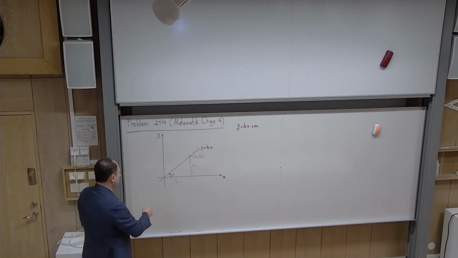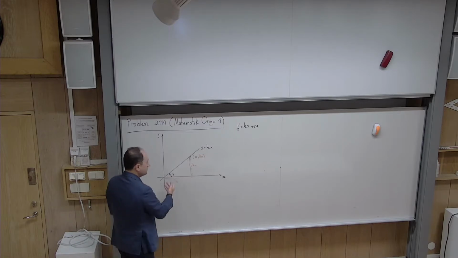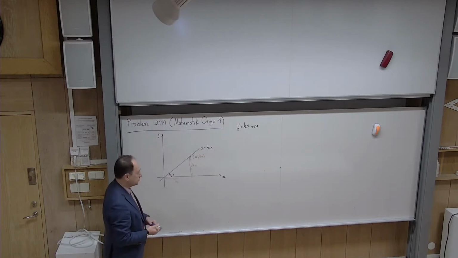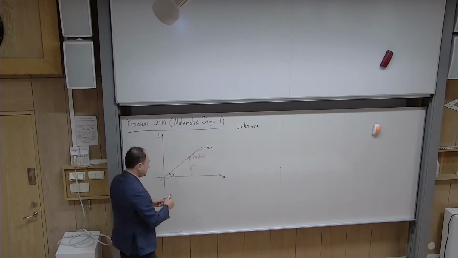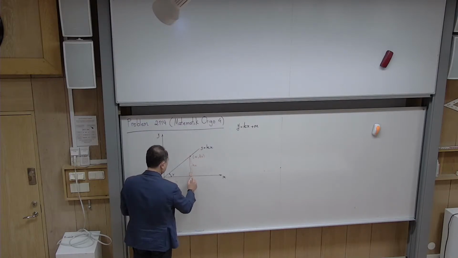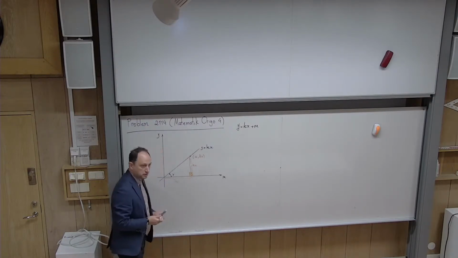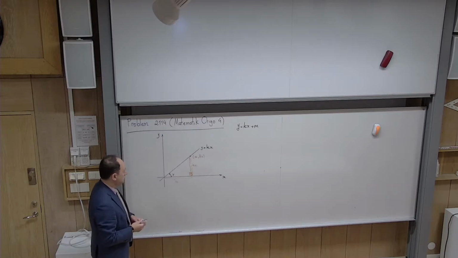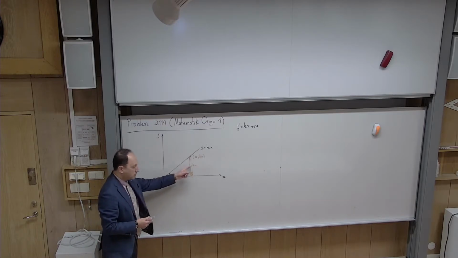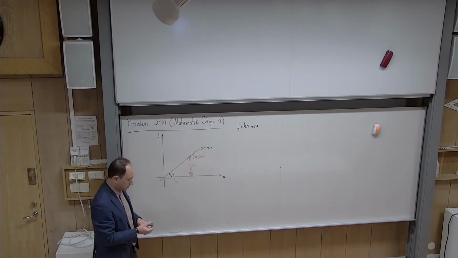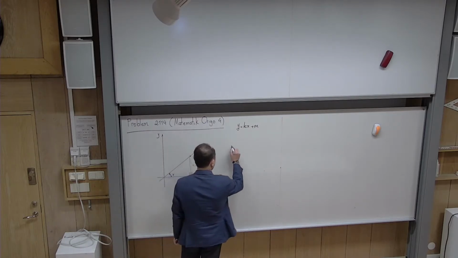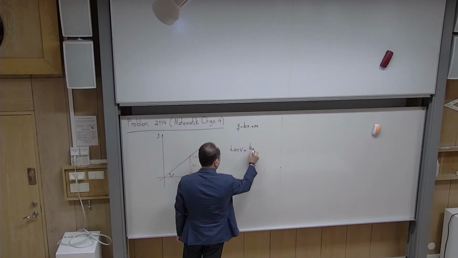Now, if I ask you what is tangent of nu, something interesting happens. So what is tangent of nu? Because this is a right angle triangle. Yes? So what is tangent of nu? It's the opposite side divided by the adjacent side. So very, very simple problem. So tangent nu is equal to k alpha divided by alpha.